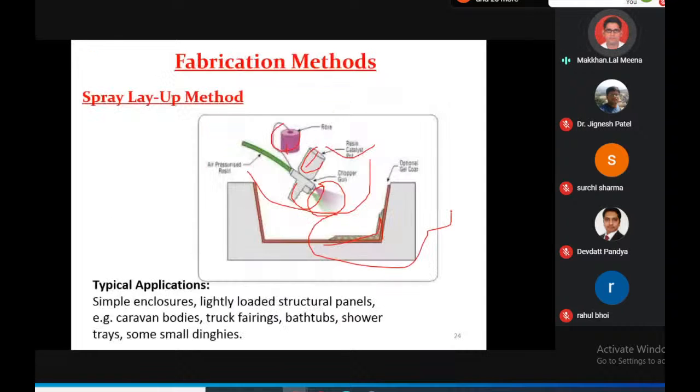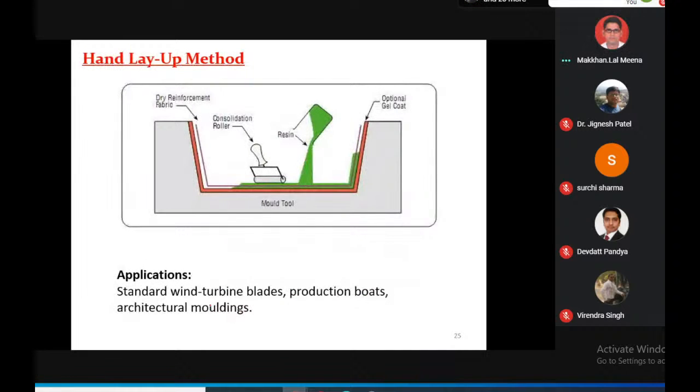These are the applications of spray up methods. We make lightly loaded structural panels, bodies, tray fairings, bathtubs, shower trays, and small items. These are the different items made by the spray layup fabrication method.